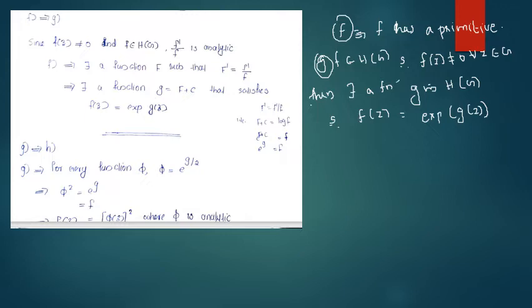Okay, now since f of z is not equal to 0 and f belongs to H of G, f dash divided by f is defined and analytic, because f belongs to H of G means it is an analytic function. So f dash, the derivative of f, exists, and f does not equal 0 for every z implies f dash by f is a well defined function and f dash by f is an analytic function.